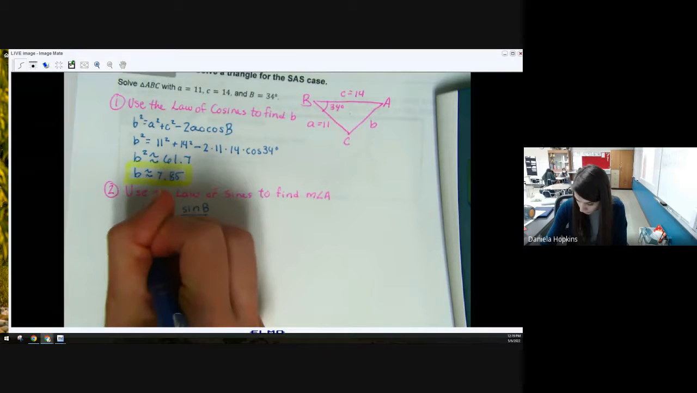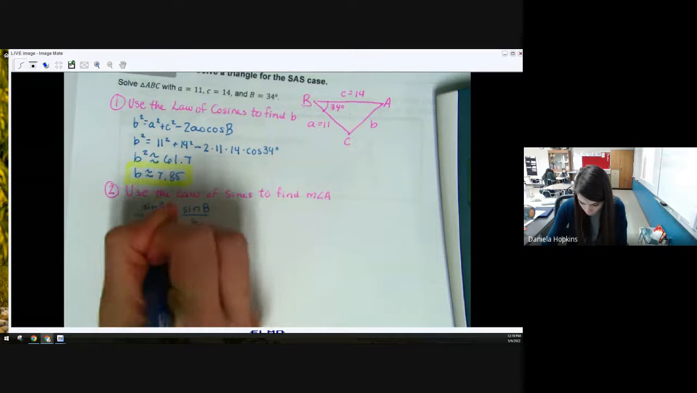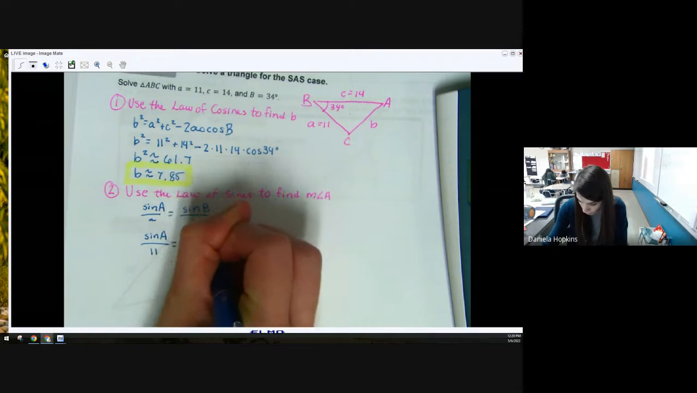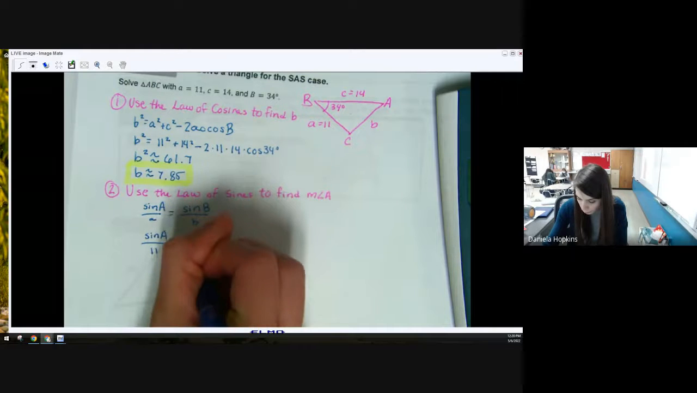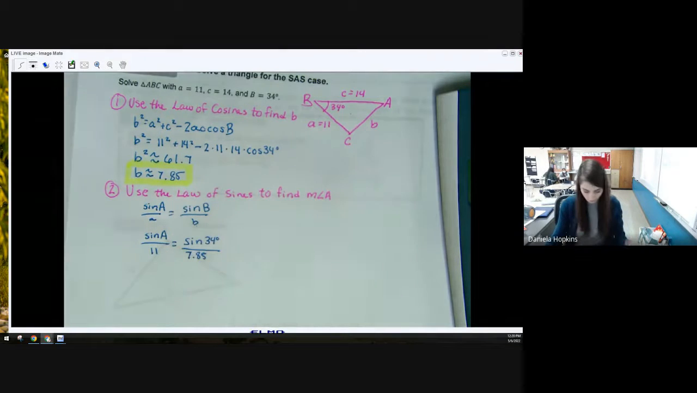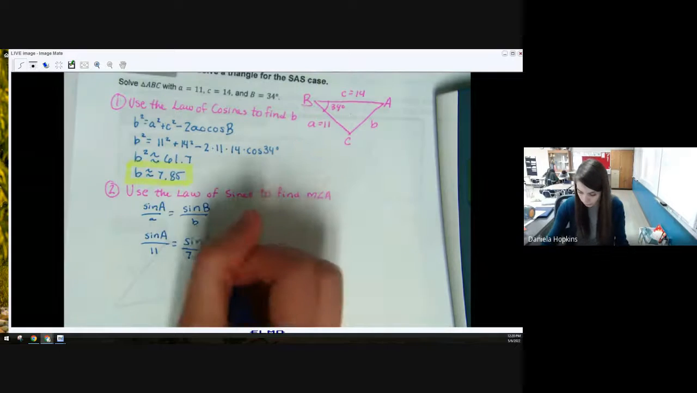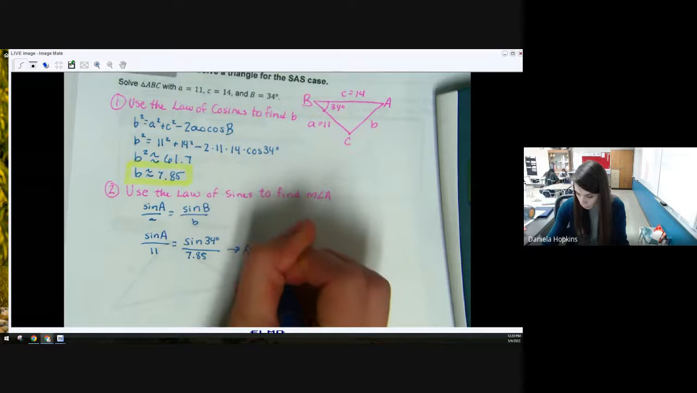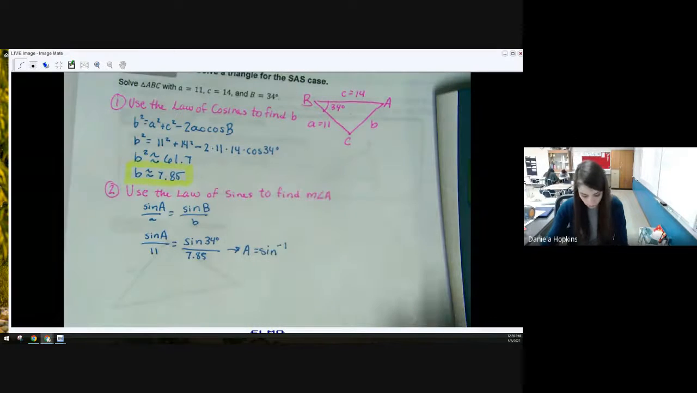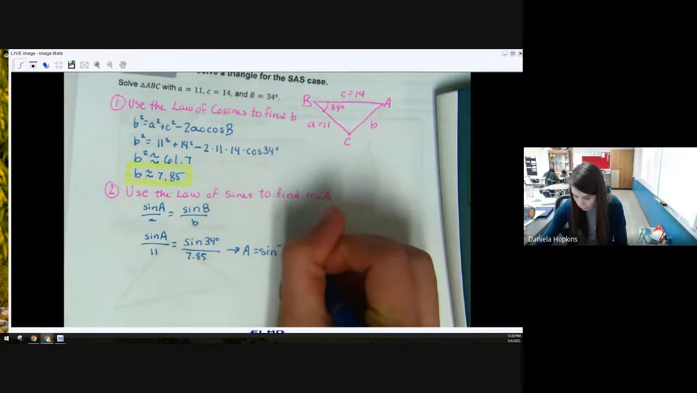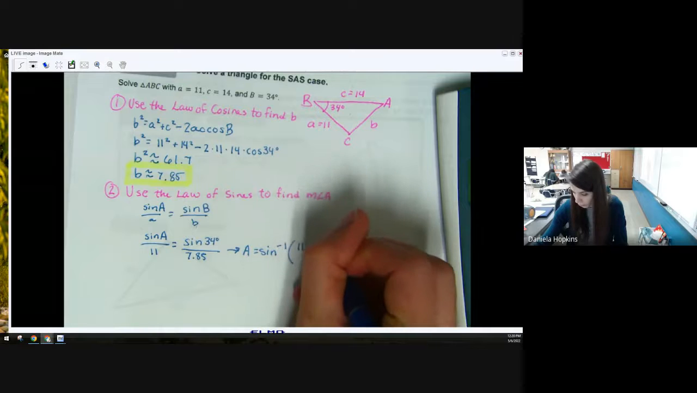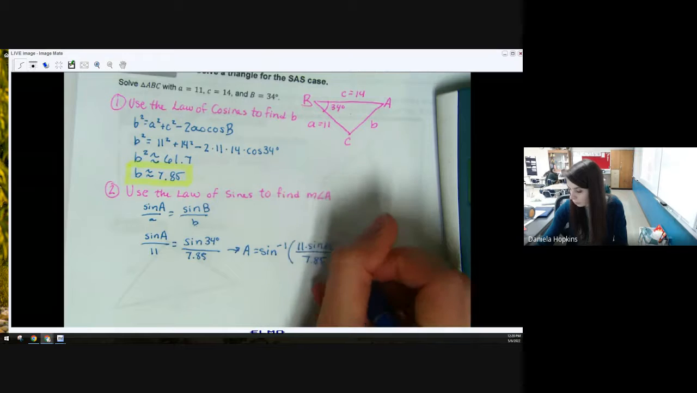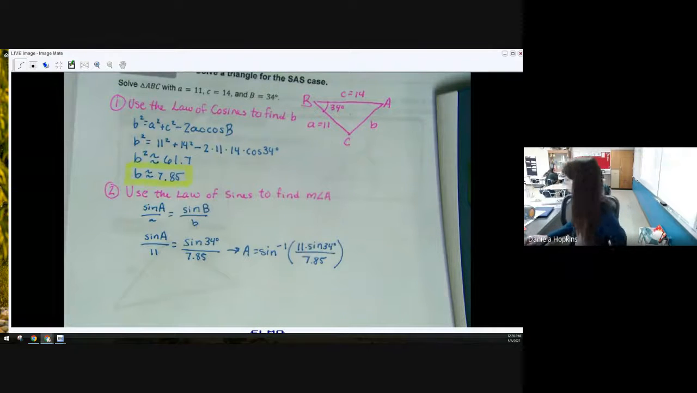So then I would have sine of A over 11 equals sine of 34 degrees over, and then I'm going to put 7.85, and I'm going to show you what happens if you put 7.9, because the answers are fairly different. So then you get A is equal to, remember the move for this one, you do the sine inverse of 11 times sine of 34 degrees all over 7.85. Are we still good with that? That was from yesterday and the day before.